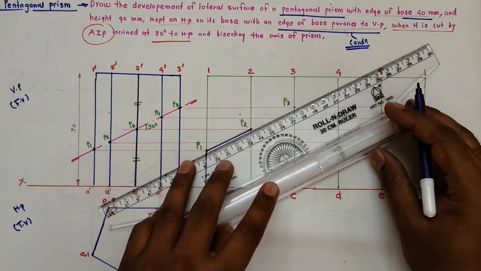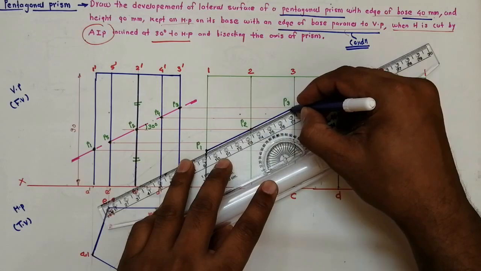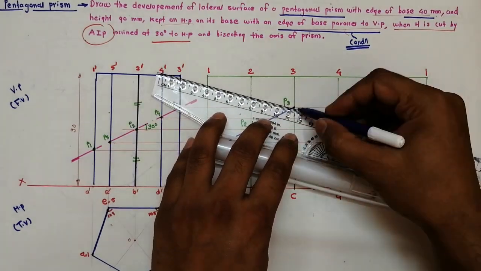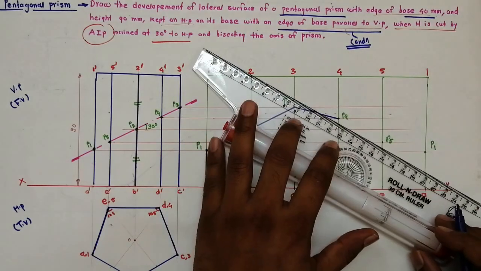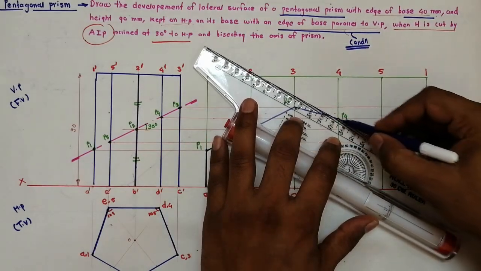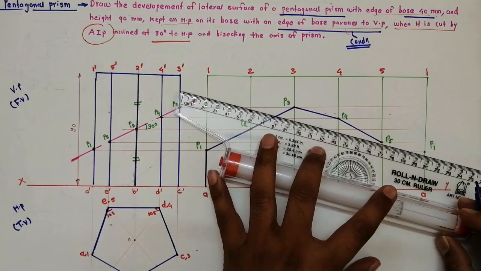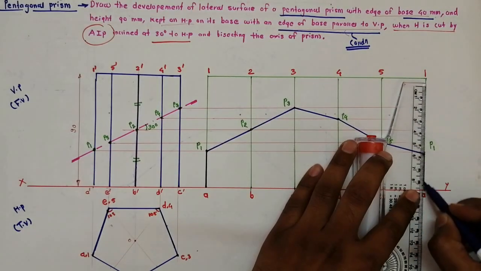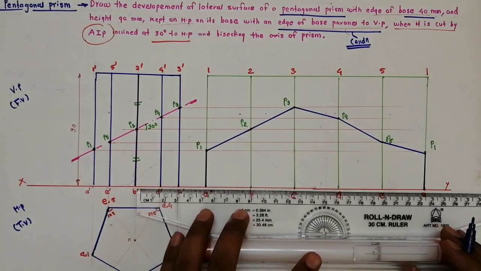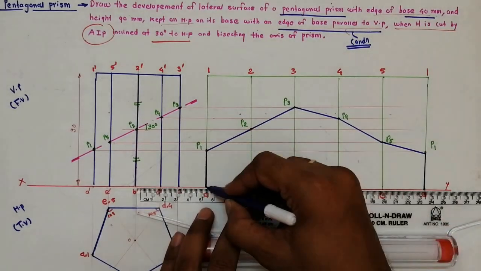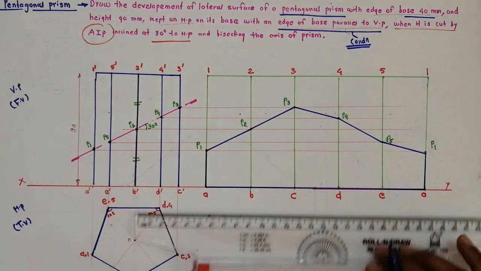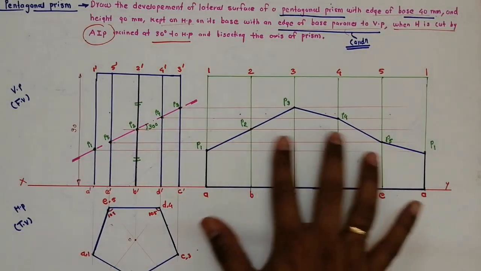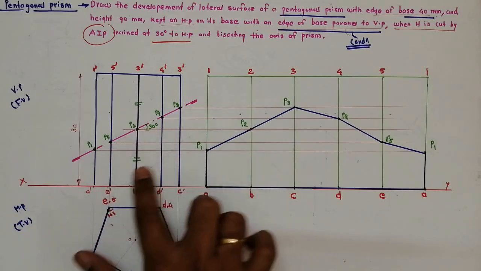Okay, so here P2, then this is P3, then it comes P4, then it comes P5, then comes P1, like this. Okay, so this is the development. So this is the development for this bottom part.